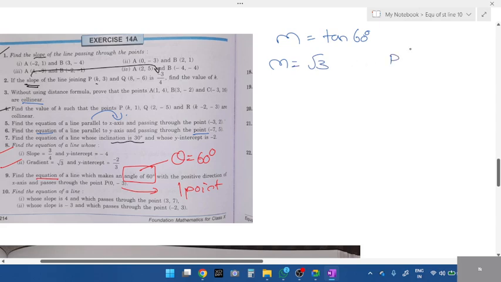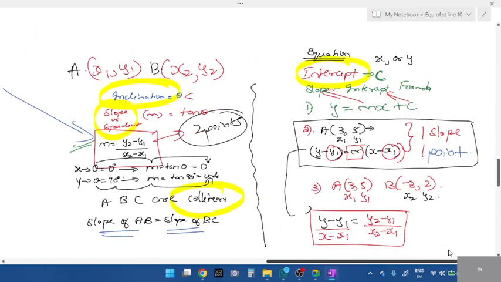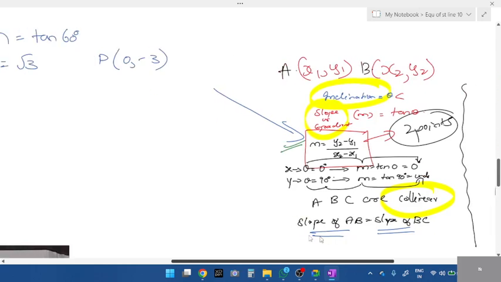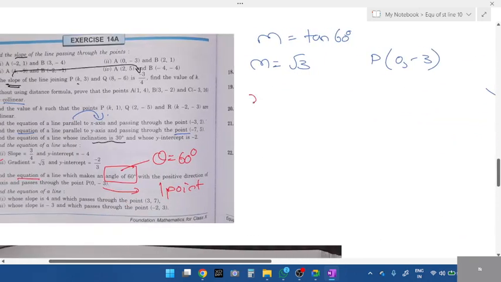Then we have a point P, (0, -3). How do you find the equation of a line? What's the formula? Y minus y1 is equal to m into x minus x1. Whenever a point is given, always take it as x1, y1, students. Don't take it as x and y. The reason we take x1, y1, I'll tell you after getting the answer.